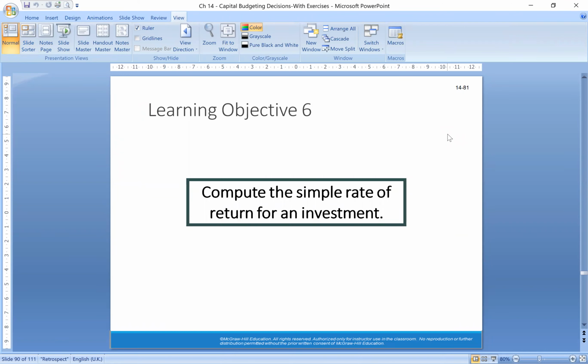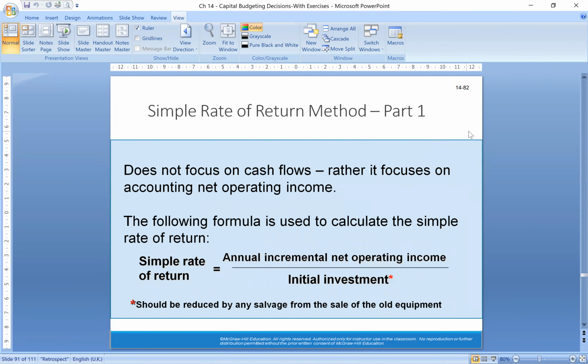The last thing: compute the simple rate of return on investment. Simple rate of return does not focus on cash flows; rather, it focuses on accounting net income. The following formula is used to calculate it. What does incremental mean? Additional. So the simple rate of return is the annual incremental net operating income divided by the initial investment.